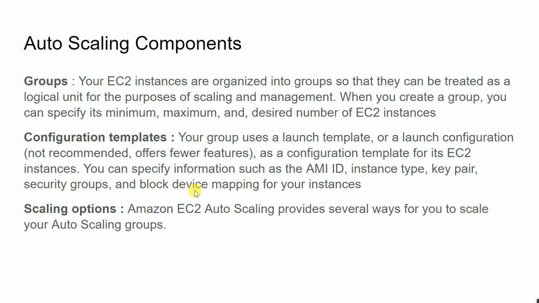So we need to set up one AMI with instance type, key pair, and all this stuff. Then whenever this auto scaling is triggered by CPU utilization, a new instance will automatically be created with the same AMI. Scaling options: EC2 Auto Scaling provides several ways for you to scale your auto scaling group. You have multiple options to increase the scaling groups.